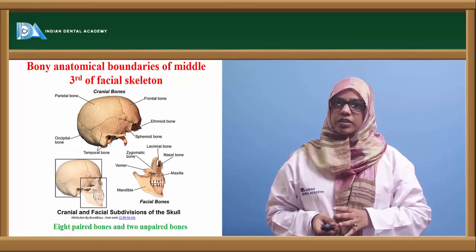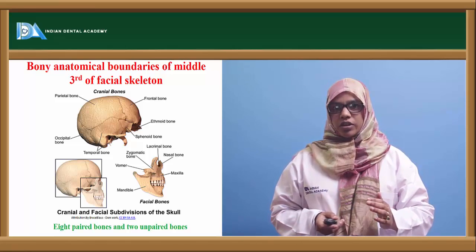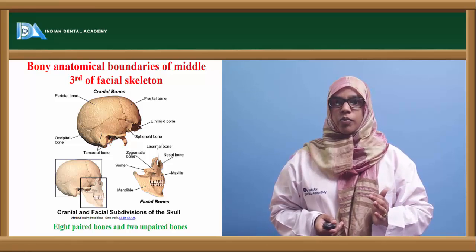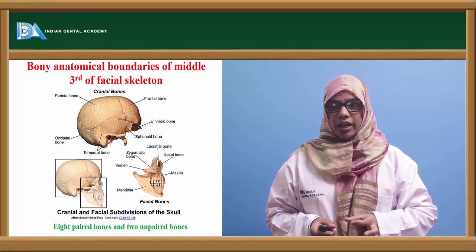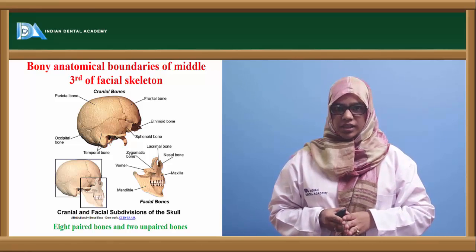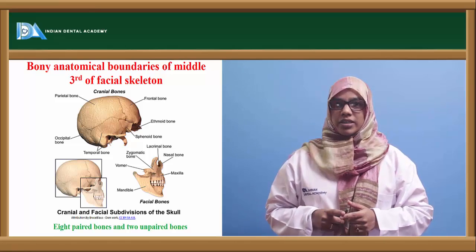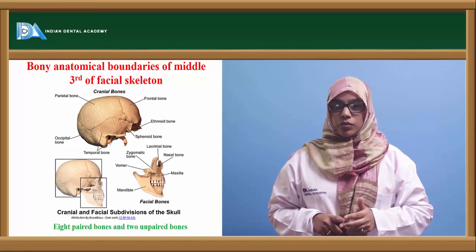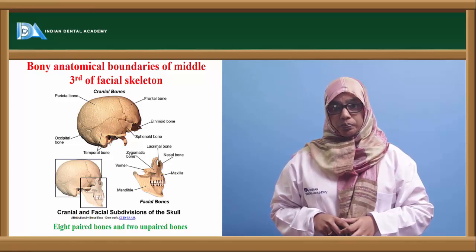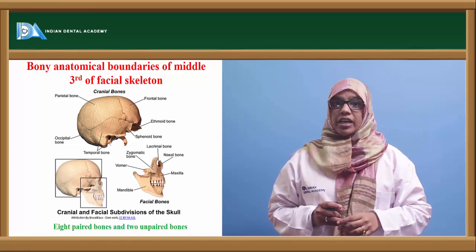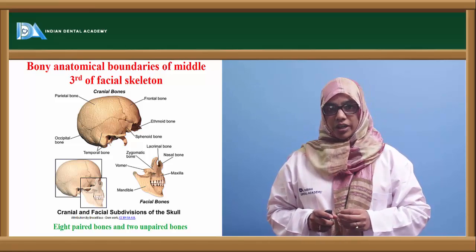The posterior limit is the junction of the sphenoethmoidal bone, and as you move posteriorly and inferiorly, it separates the pterygopalatine plate from it. So basically, there are 8 paired bones and 2 unpaired bones in the midfacial skeleton. So what are these 8 paired bones? The 8 paired bones are the maxillary bone, the 2 palatine bones, the 2 zygomatic bones, the 2 zygomatic processes of the temporal bone, the lacrimal bones, the 2 nasal bones, and the inferior concha. The unpaired bones are the ethmoidal bone along with its concha, and the vomer.